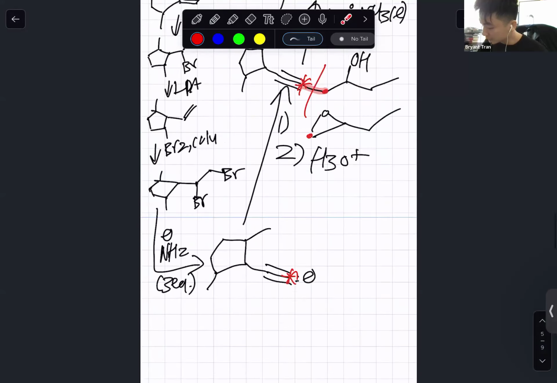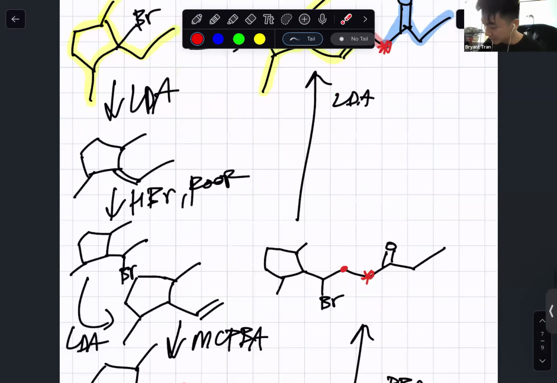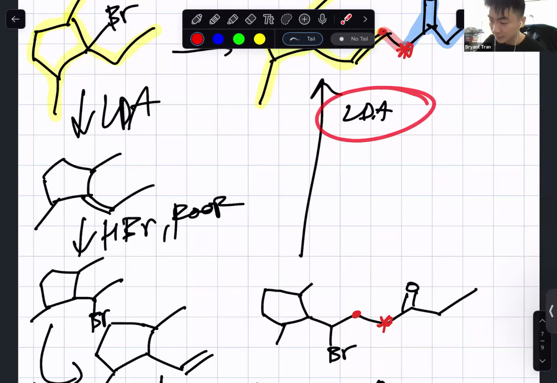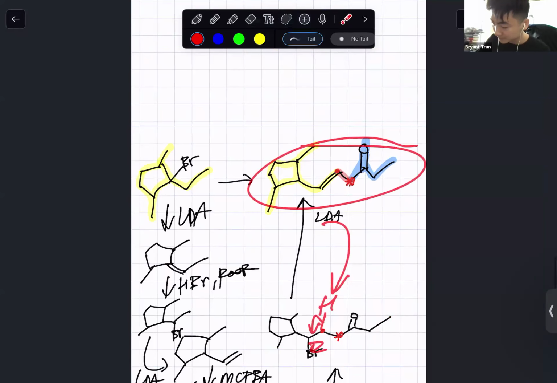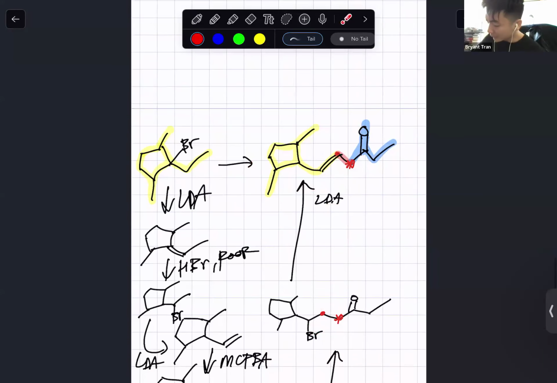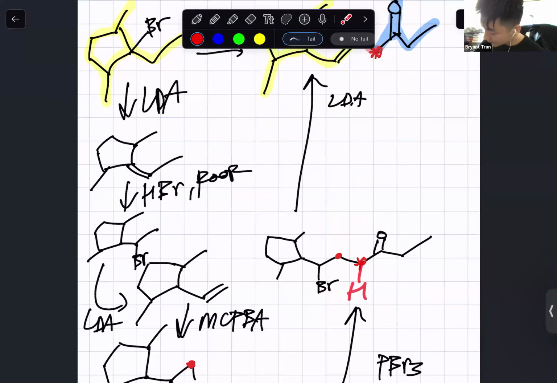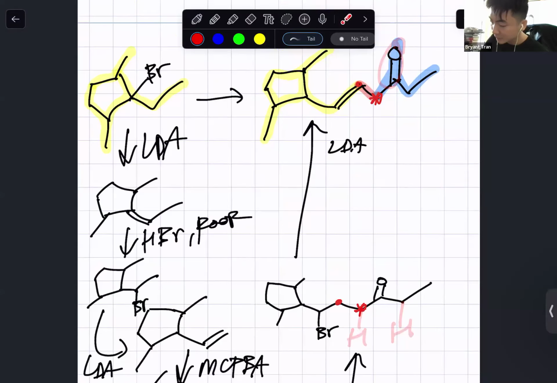Now I'm going to put a caveat here. LDA is a strong base and it's going to look for the most acidic proton. This assumes that LDA grabs that proton, makes the double bond, and kicks the bromine out to get the final product. But we also have these alpha protons here that are also acidic. To protect these alpha protons from being deprotonated and forming the enolate, do you know how we could protect this carbonyl?